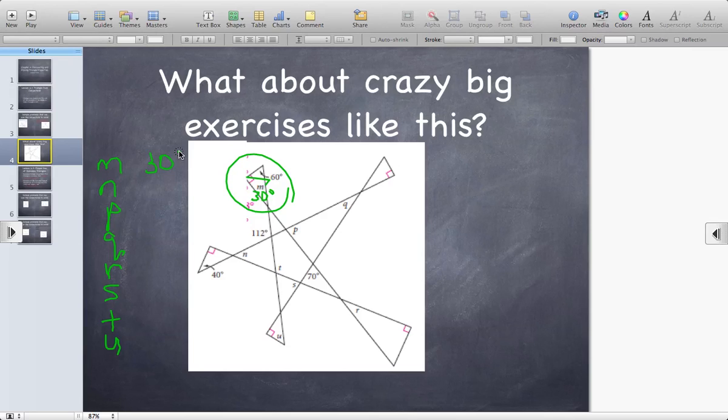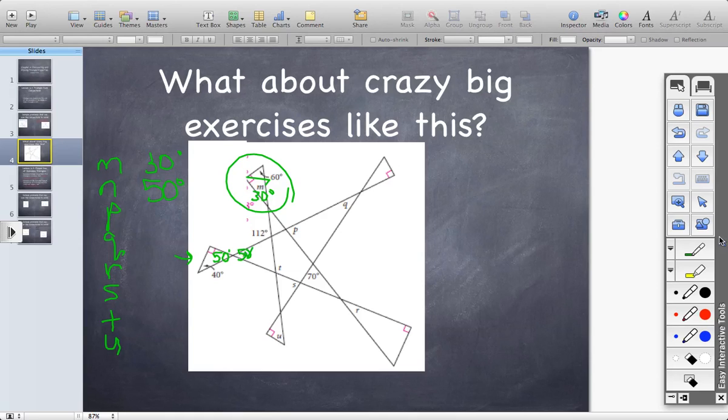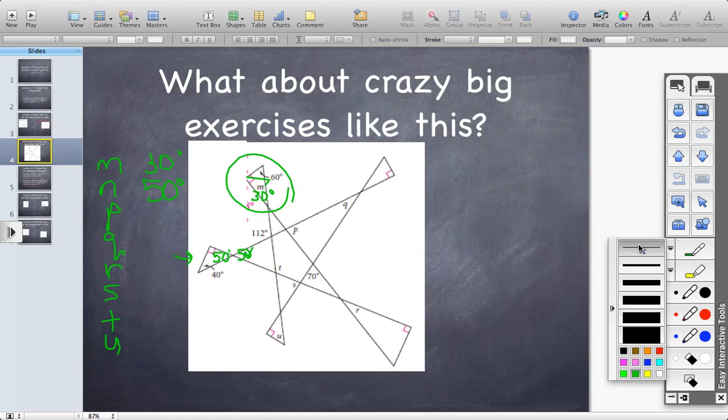And then going straight into the other right triangle over here on the left-hand side, 90 degrees plus 40 degrees means 50 degrees is left over. And then using the vertical angles conjecture, that means N is 50 degrees. I'm going to make the marker thin out a little bit so it's easier to write inside these tiny spots. All right, so now we got to find some other angles.